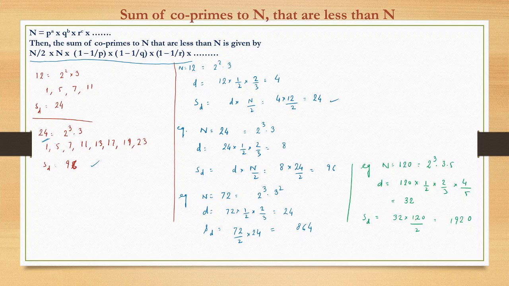Let us check once again. This is 16 into... right, correct. So this way we can find the number of numbers which are less than any given number and co-prime to that number n, and the sum of all such numbers, in a very easy and quick way.